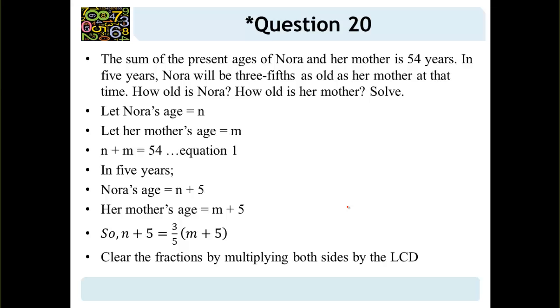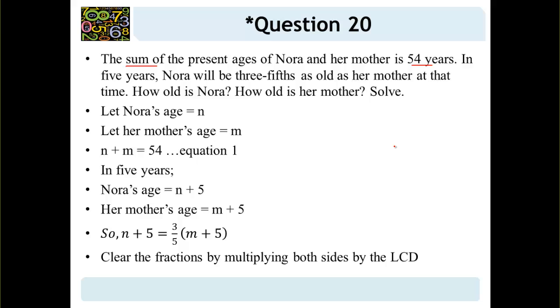So, we don't know Nora's age and we don't know the mother's age. So we assign what? Variables. Let Nora's age be N and let her mother's age be M. Now, the sum of the present ages is 54. Okay? We call it equation 1.